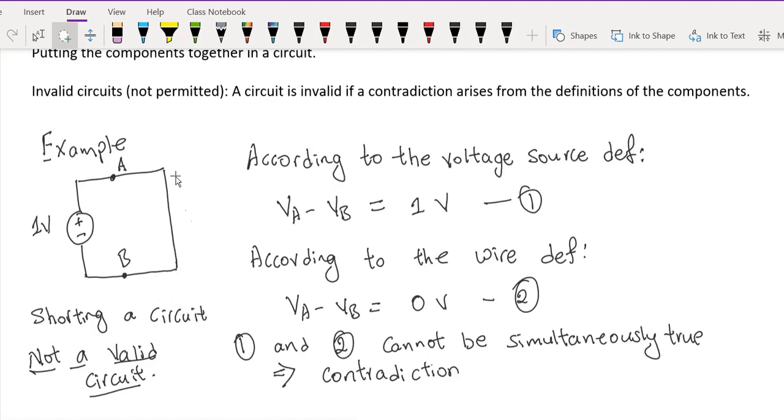Now, in practice, when you make circuits like this, the wire will usually not have zero resistance like we are assuming in the definition. There will be some resistance. So what happens in practice is there'll be a huge amount of current going through that wire, and either the wire will burn or you'll cause damage to the voltage source itself if there is not sufficient protection inside the voltage source. But in any case, bad things will happen if you do this in practice, so don't do it. But from a mathematical perspective, the circuit is like 1 over 0. So it's not mathematically defined because the definitions lead to a contradiction. So circuits like this we will call invalid.